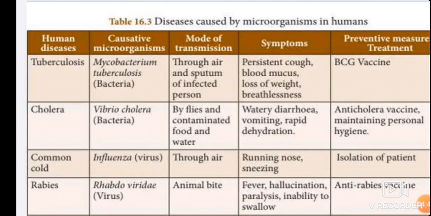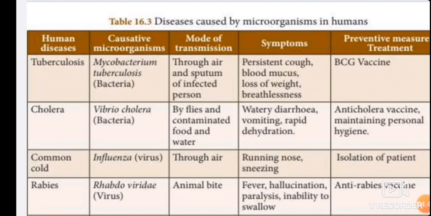Symptoms: persistent cough, continuous cough, blood in mucus. The blood is present in the mucus. Then loss of weight, breathlessness, they are unable to breathe. Then preventive measures, BCG vaccine. For tuberculosis, BCG vaccine.